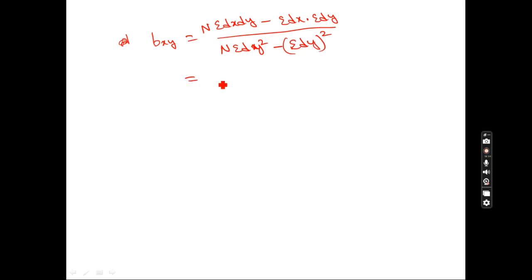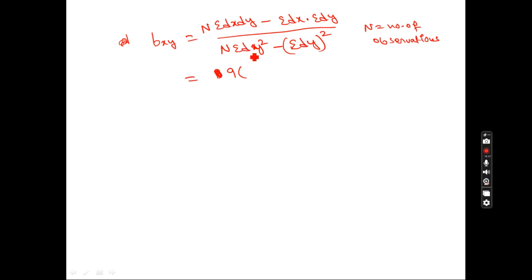So n is nothing but what? Total how many observations are given in the problem? 9 observations are given. So we have to write here n is nothing but the number of observations. It means how many values are given in the problem, that we have to write. So n is nothing but, sorry, how many values are given? n is 9, count it, 9.